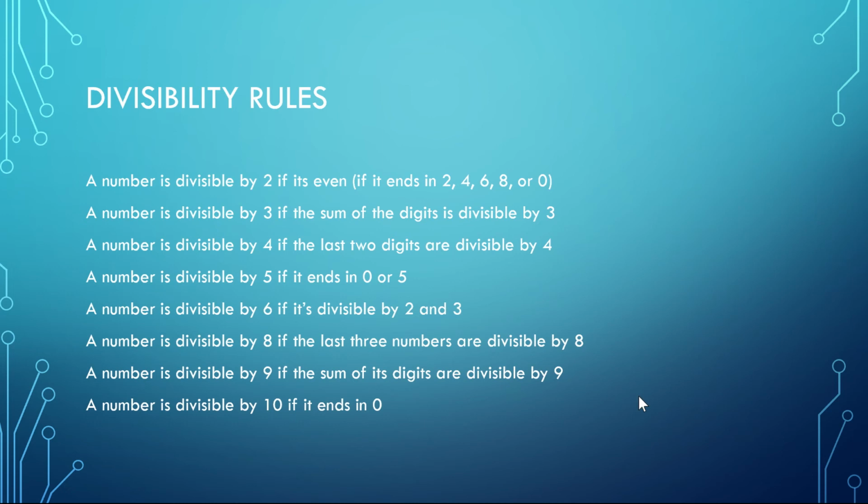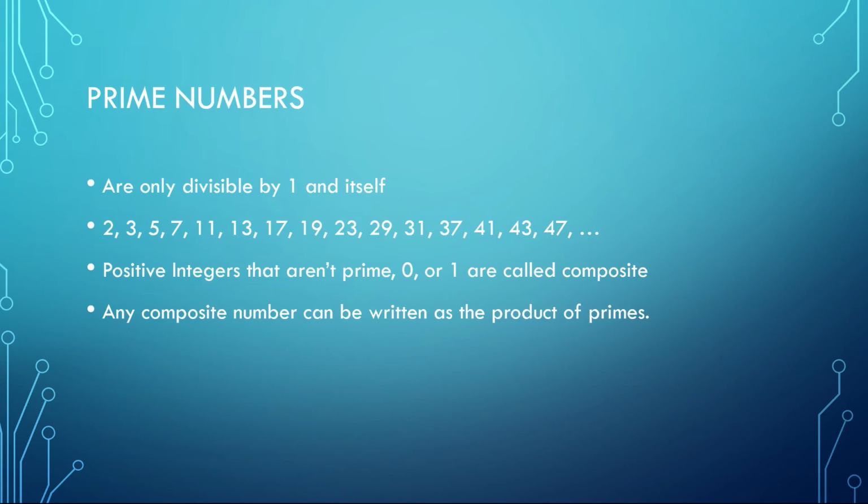Particularly the one for 3 and 9, that's the one that a lot of people forget about, where you have to add up the sum of the digits. We'll see an example of that, but these are all the divisibility rules between 2 and 10, except for 7, okay? Also wanted to talk about this notion of prime numbers.